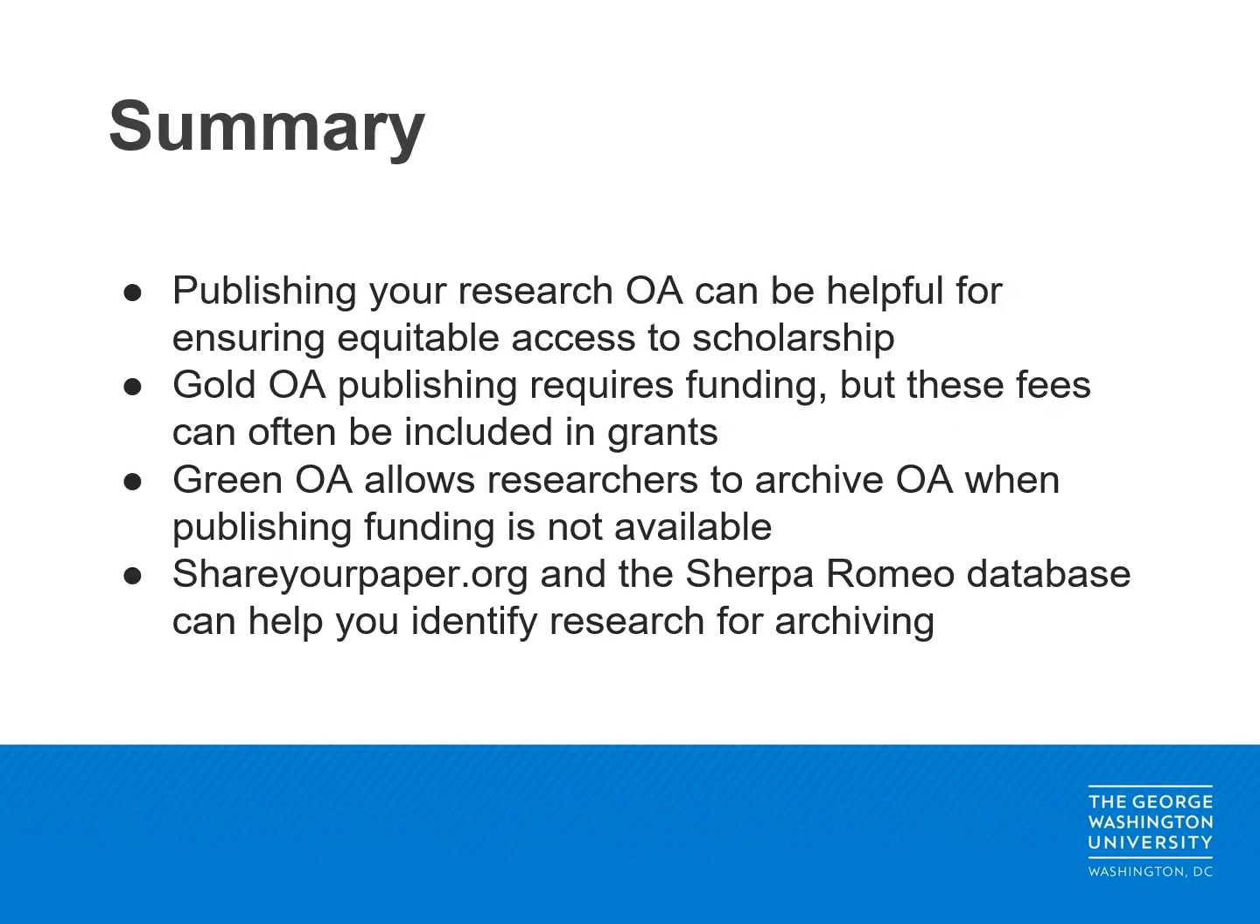In summary, publishing your research in an open access format or archiving research in an open access repository can be helpful for ensuring equitable access to scholarship and maintaining author copyright. Open access models are continuing to evolve, but have some limitations in their current forms. Gold open access publishing generally requires publication funding, but these fees can often be included in research grant applications. As an alternative, green open access allows researchers to archive open access when publishing funding is not available. Finally, tools such as shareyourpaper.org or the Sherpa Romeo database can help you identify versions of research permitted for archiving.